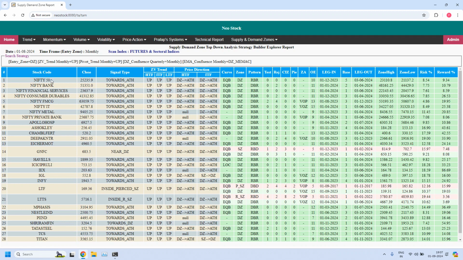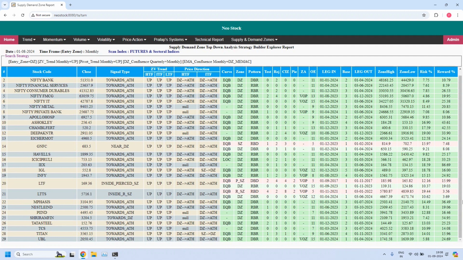Even Nifty 50 has both monthly demand zone and quarterly demand zone having confluence. Nifty Bank also the same case. Nifty Financial Services is also the same. All the three are there in the futures also: Fin Nifty, Bank Nifty and Nifty. Remaining here we have a few more, three more indices, four indices. From ninth onwards, all are equity stocks. So total 29 stocks are filtered.